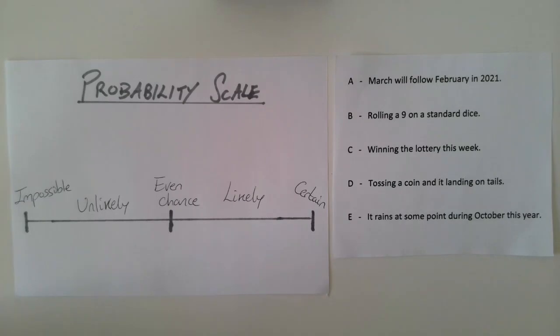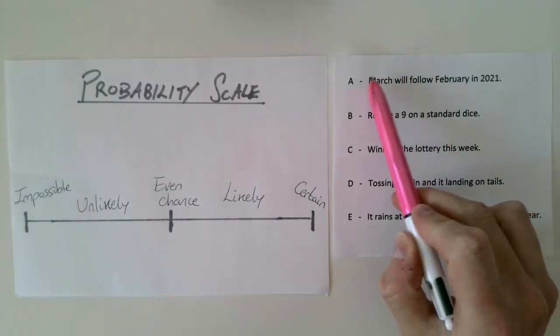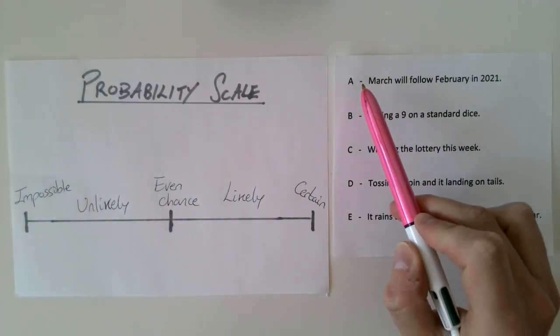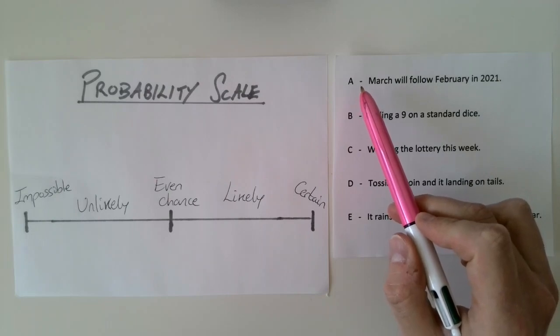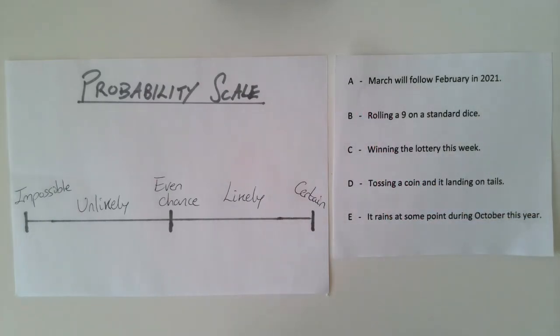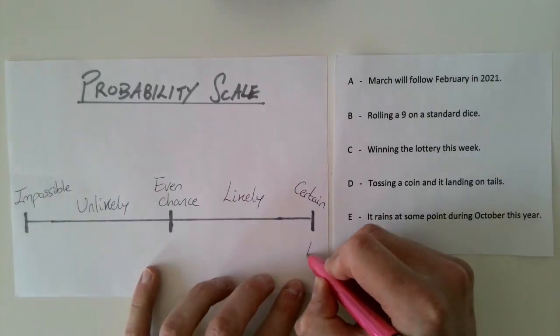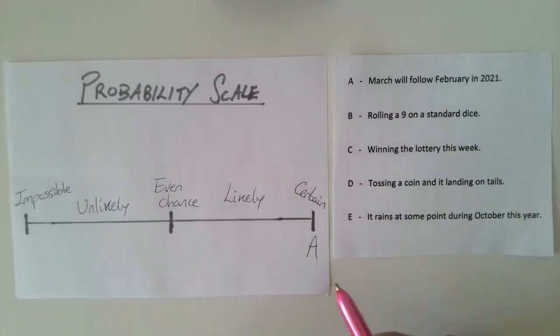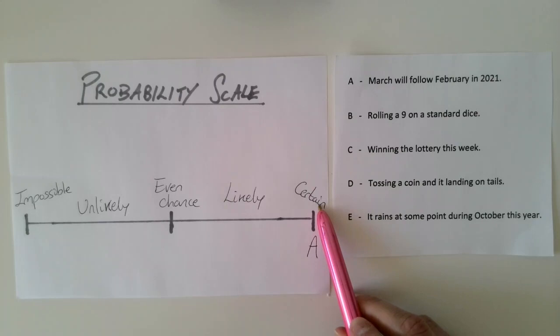Event A is March will follow February in 2021. Now every single year March comes after February, and that's not going to change. So this event, event A, will definitely happen next year, 2021, and that means that it is a certain event. So what I'm going to do is write A for event A next to certain.